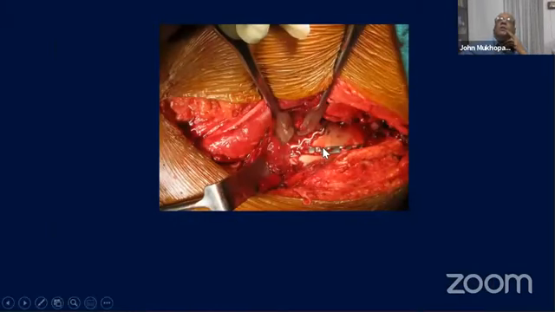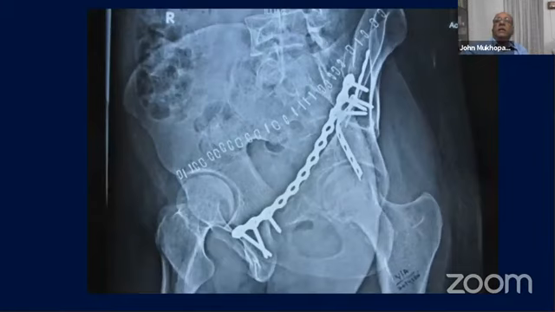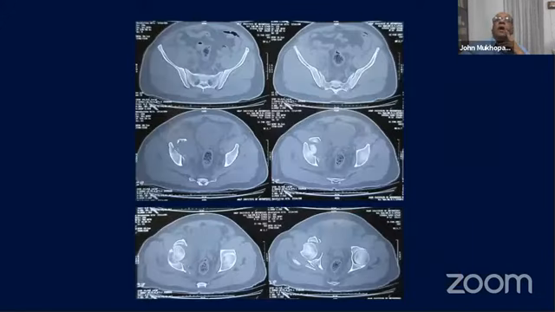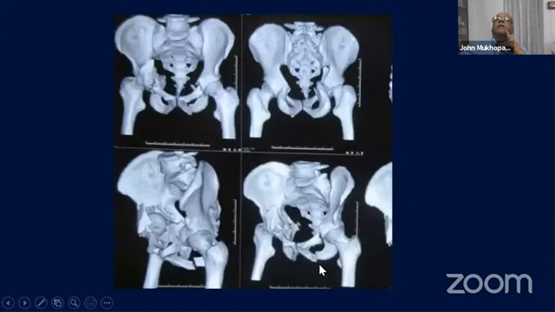This is how you use a spring plate. In this particular case, we used a 1/3 tubular plate to buttress the quadrilateral plate. But as Coxon mentioned, he prefers using a stronger 4.5 millimeter plate to buttress this. So I think this is one more case where you have this anterior column, posterior hemitransverse element to it.